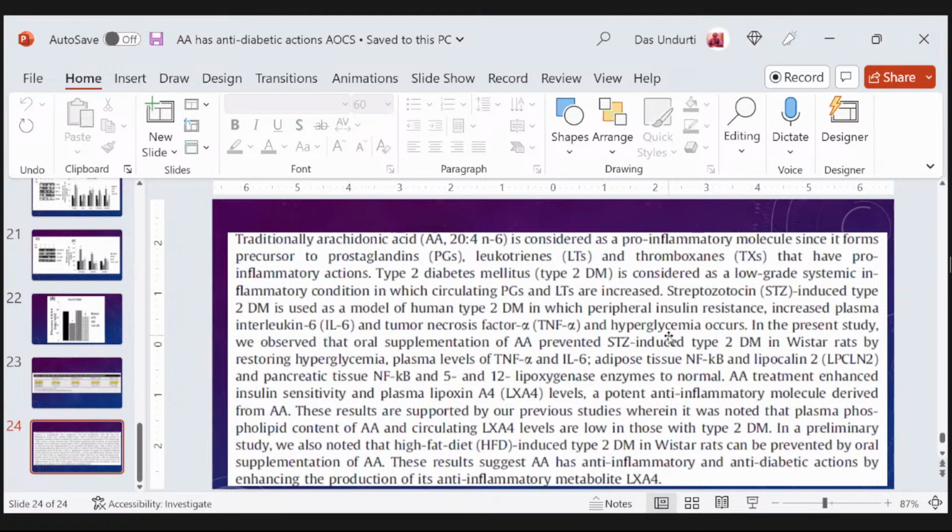Dr. Raj. Okay. It is a nice presentation, and good to know that arachidonic acid is playing a cytoprotective role against alloxan and streptozotocin, and it maintains the blood glucose level, and it alters the inflammatory mediators. It's a very nice presentation.